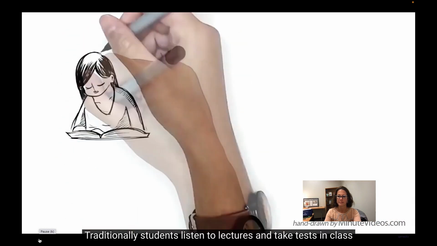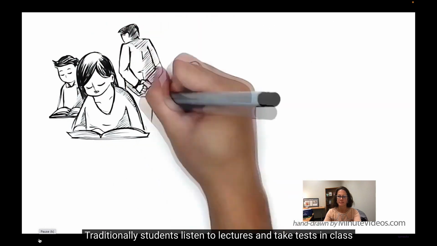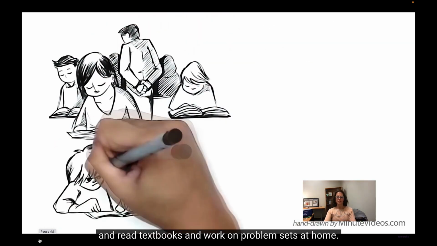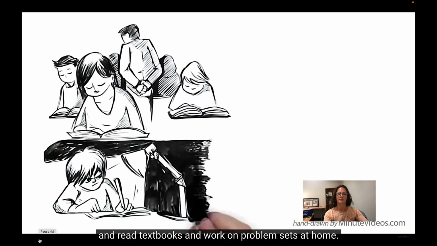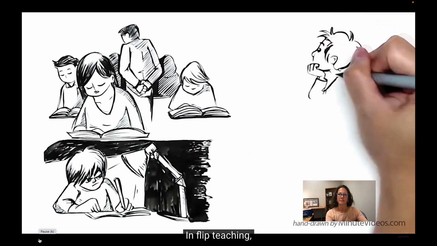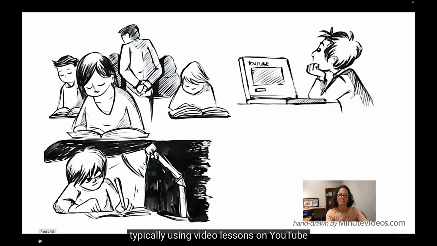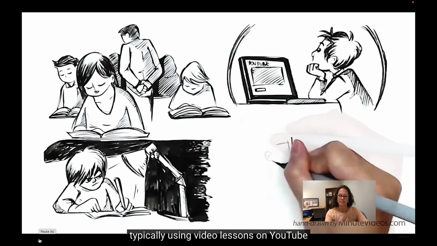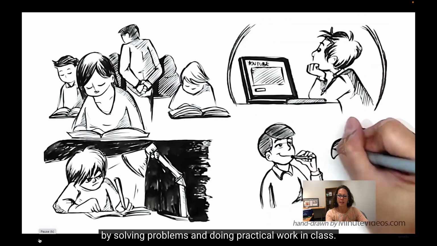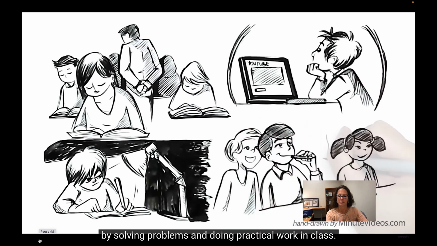Traditionally, students listen to lectures and take tests in class, and read textbooks and work on problem sets at home. In flipped teaching, students first study the topic by themselves, typically using video lessons on YouTube, and then apply the knowledge by solving problems and doing practical work in class.